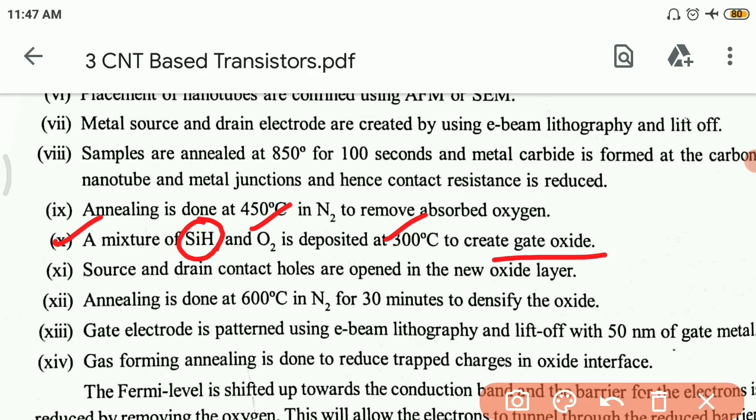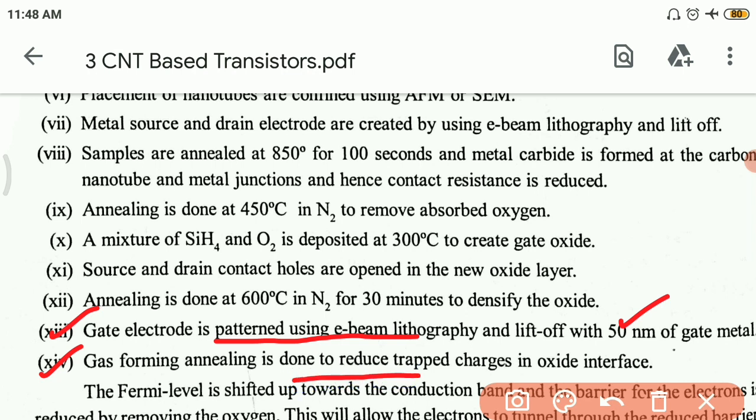So here the points are very much similar to the p-type CNT FET, or p channel CNT FET. Next point, the source and drain contact holes are opened in the new oxide layer. Now the annealing is done at 600 degrees Celsius in nitrogen for 30 minutes to densify the oxide. Now the gate electrode is patterned using e-beam lithography and lift-off with 50 nanometer of gate metal. Next point, the forming gas annealing is done to reduce trapped charges in the oxide interface.